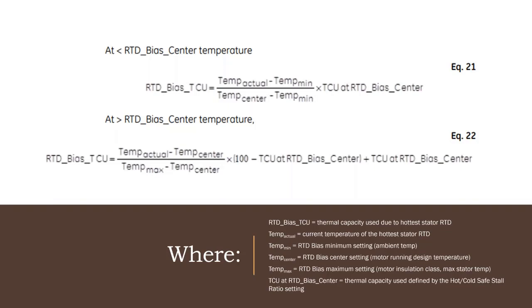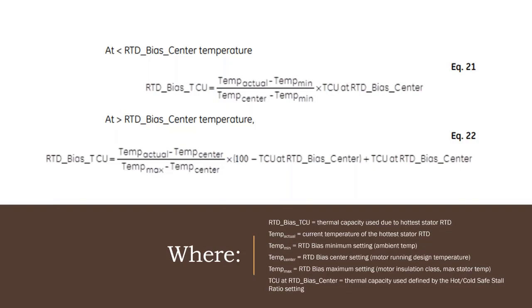Now, let's step back and look at that. What is that telling us? It's telling us that by adding RTDs and RTD biasing to our motor protection scheme, we are a little more conservative about protecting the motor. So let's go back and see how we get the quantity known as thermal capacity used RTD bias, okay? Which is different now, again, from the thermal capacity used, or TCU, of the thermal overload model.